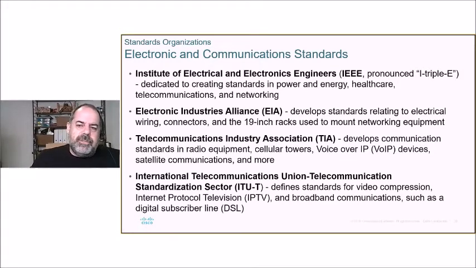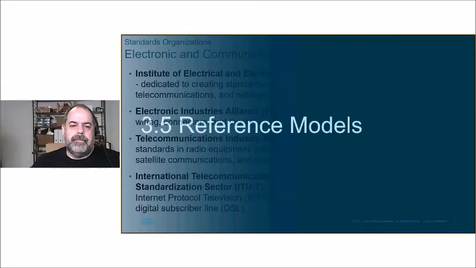Now, other standards organisations. The IEEE is the Institute of Electrical and Electronics Engineers, and when you look at a LAN standard like Ethernet or wireless, they are managed by the IEEE. Any standard that starts with 802, like 802.3 or 802.11, is managed by the IEEE. There's the Electronic Industries Alliance, often working very closely with the Telecommunications Industry Association. Often it's EIA, TIA, they get together on these things. They develop standards relating to electrical wiring, connectors, and 19-inch racks used to mount networking equipment. And telecommunications looks at things like radio, cell towers, VoIP, and satellite communications. The ITU-T is the International Telecommunications Union Telecommunications Standardization Sector. It defines standards for video compression, internet protocol TV, and broadband communications such as DSL. All right, that's enough of those.